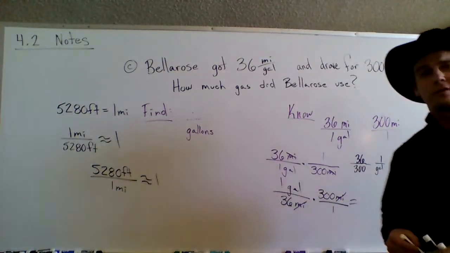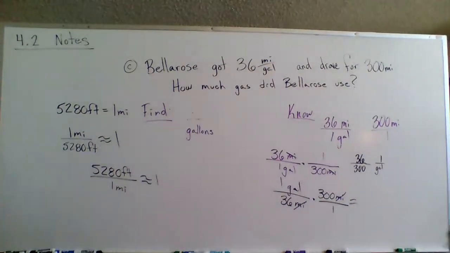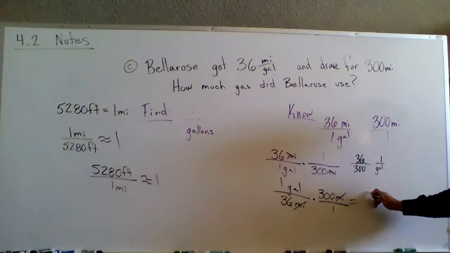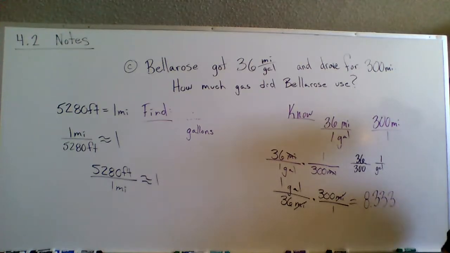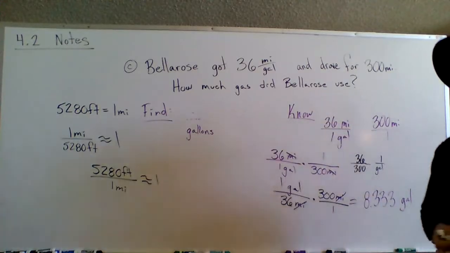Okay, so all I got to do is in the calculator, type in 300 divided by 36. Okay, and we end up getting 8.333. Like I said, my units would be gallons over 1, which you would just write as gallons.